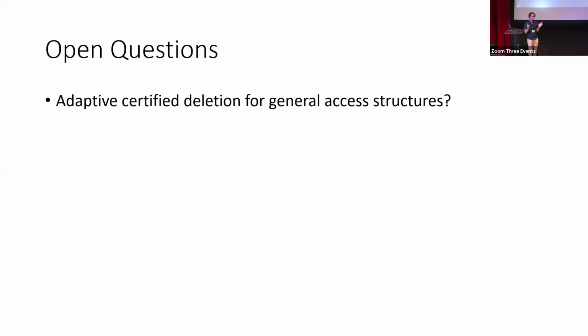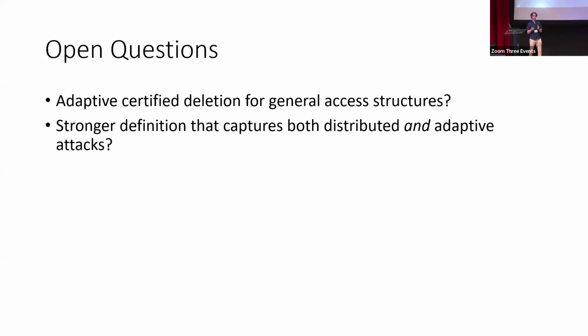In the last minute or two, I'd like to mention a few open questions. First, can we get adaptive certified deletion for general access structures? We only did this for threshold structures. Second, is there a stronger definition that captures both distributed and adaptive attacks and a construction that matches? Remember that I mentioned that our 2 definitions are incomparable. There's also the question of public verification. It's been pointed out to us after we released the paper that our no signaling construction can be generically modified to do this, but it's not clear how to do this for the adaptive construction.